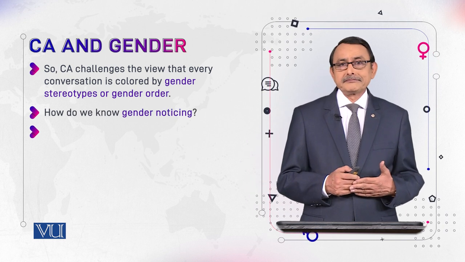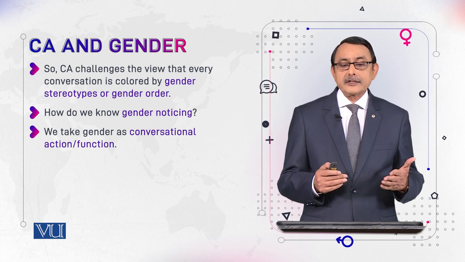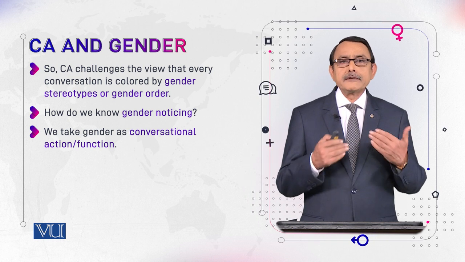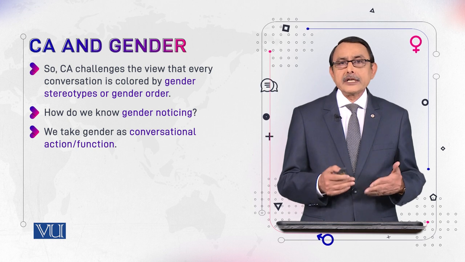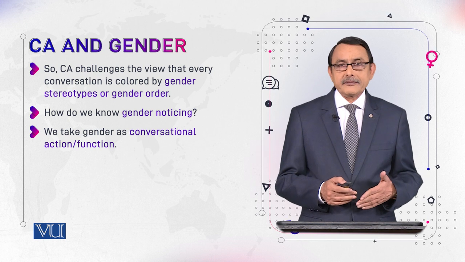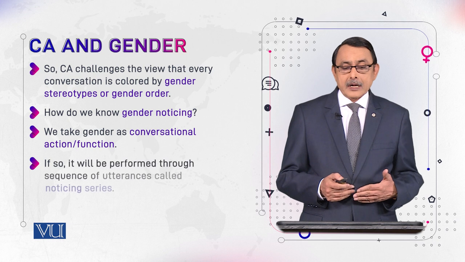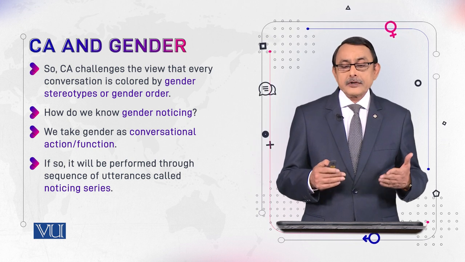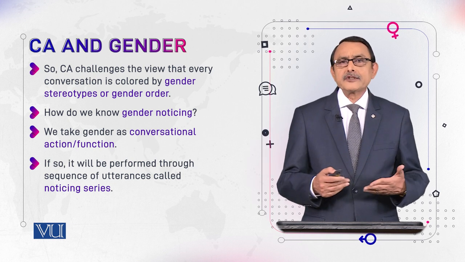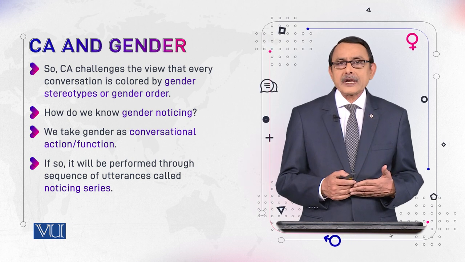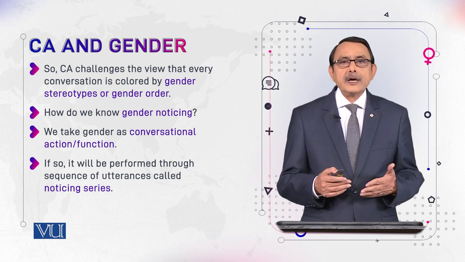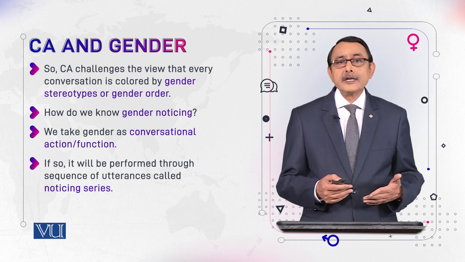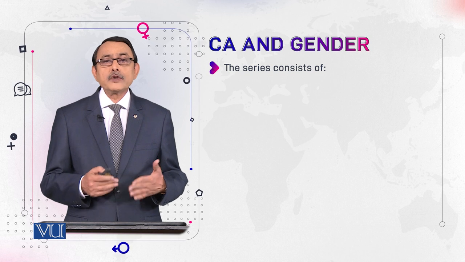How do we know gender noticing? We take gender as a conversational action or function. First of all, we assume that gender is also a function, like invitation, like question, as we discussed in adjacency pair. So again, we think that gender is also a conversational action like that, and it is also co-performed. If so, it will be performed through a sequence of utterances, which are here called a noticing series. The term is different, otherwise the meaning and role is the same. Instead of calling it adjacency pair, we this time are calling it noticing series, because this is our focus. If we find that gender is noticed, then we can relate our talk with gender.